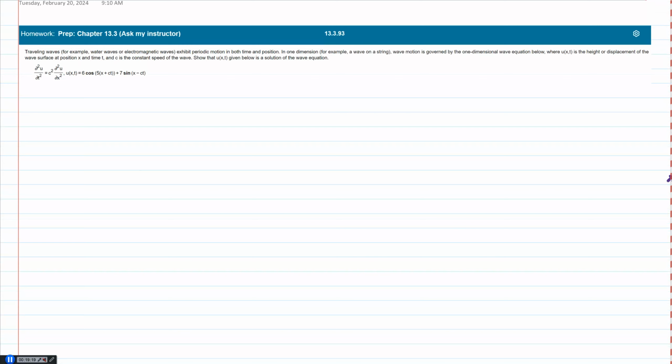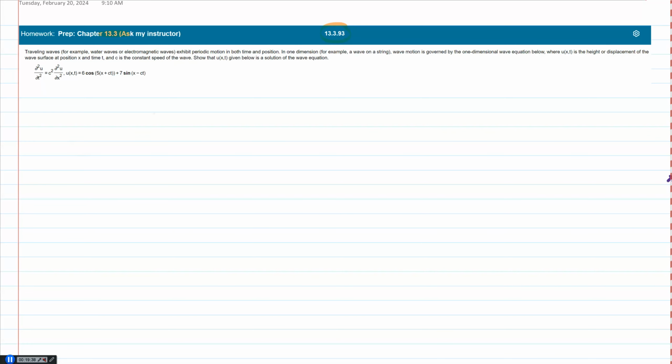So this first question, I had the forethought of writing down what it was. This is the prep for 13.3, and it's one of the later problems, 13.3.93, which, if you don't know, is a reference to what problem this matches in the book.